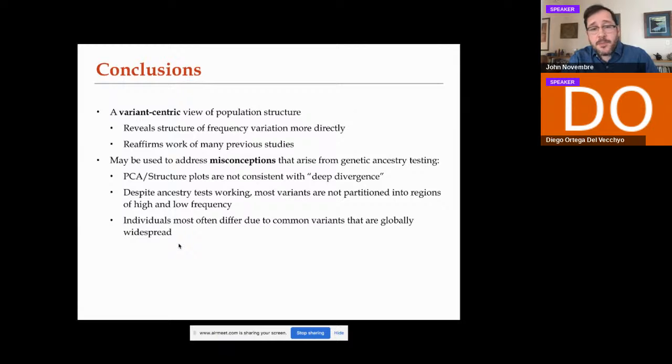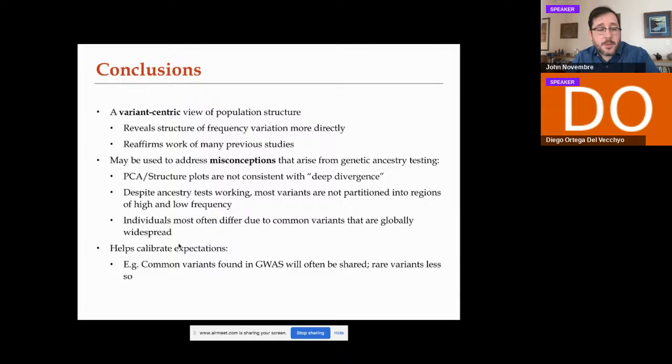Another is that one might suppose that because ancestry tests work, that there must be variants that are partitioned into regions of very high and very low frequency, and that's the typical pattern of human genetic variation. And as these results show, that's not the case. And then the idea that most individuals must differ due to variants that would be local to their population and not found in the other. That would be a natural thing that someone might suppose, but that is also a misconception. Most individuals differ due to common variants that are globally widespread, as we just showed.